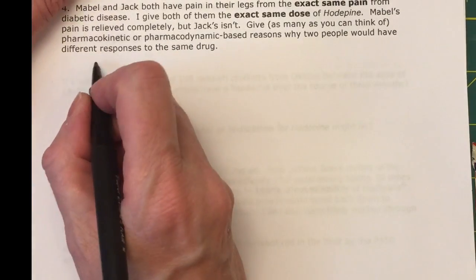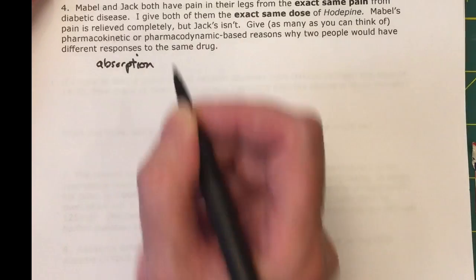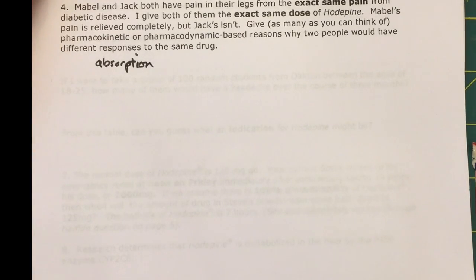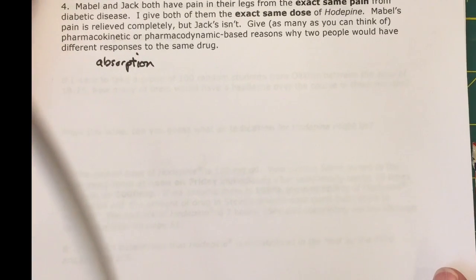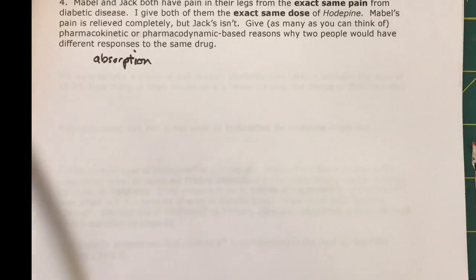So you can have different absorption, right? So maybe Mabel has been drinking alkaline water and taking antacids, and Jack hasn't. So if it's a weakly acidic drug, then the person with the antacids won't have as much drug absorbed. Additionally, maybe one of them has had a stomach stapling operation, so they're not going to have as much absorption. That can happen too.